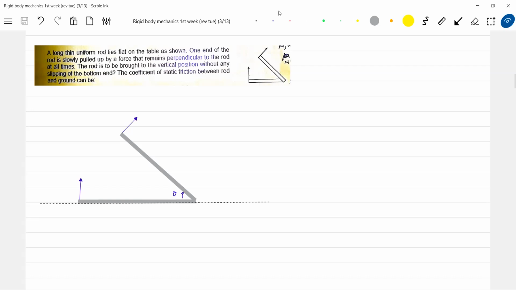So first, what is the direction of friction? I think it should be limiting, no? It should not slip, which means the most we can go for is limiting friction. Then there's a normal contact, there's a weight mg, and there's an applied force. The applied force is given; it's like we are holding it and going to rotate. So what is the possible value of mu?